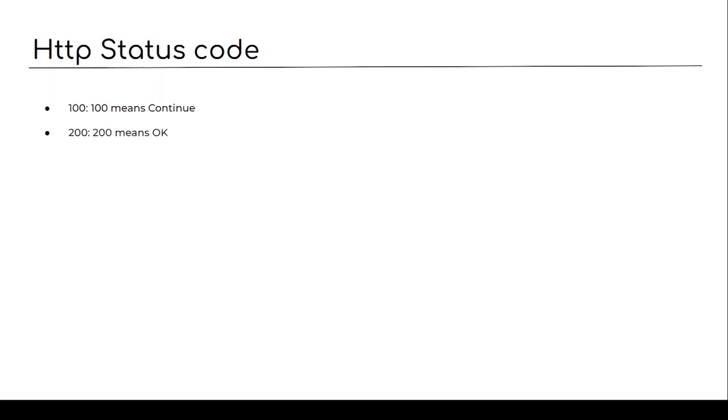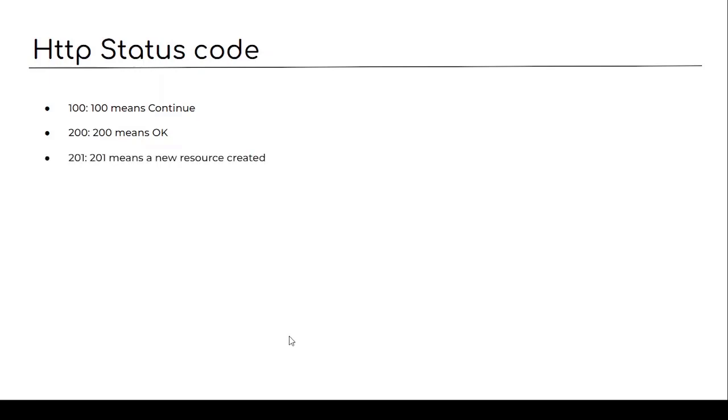The second one is 200, which means okay, which indicates that the request has succeeded. If you are searching for some data and you got the data properly, that means the request is successful, and in that case you will get 200 okay as the status code.